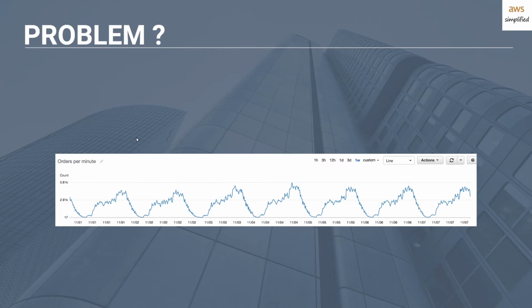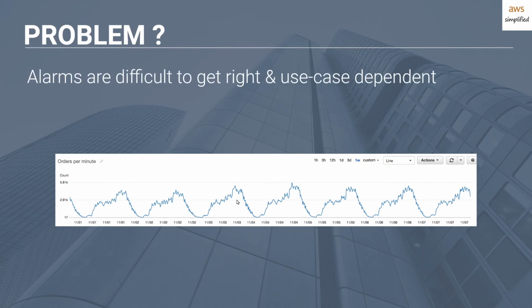So I guess what I'm trying to say here is that the word low, or what is lower than expected, is relative to the time of day that you're observing. And this is a problem that anomaly detection is trying to solve. So all that was leading up to one major point, and that's that alarms are often difficult to get right and highly use case dependent. Like we saw, we can't just set some arbitrary static value here because it isn't reflective of our traffic pattern.